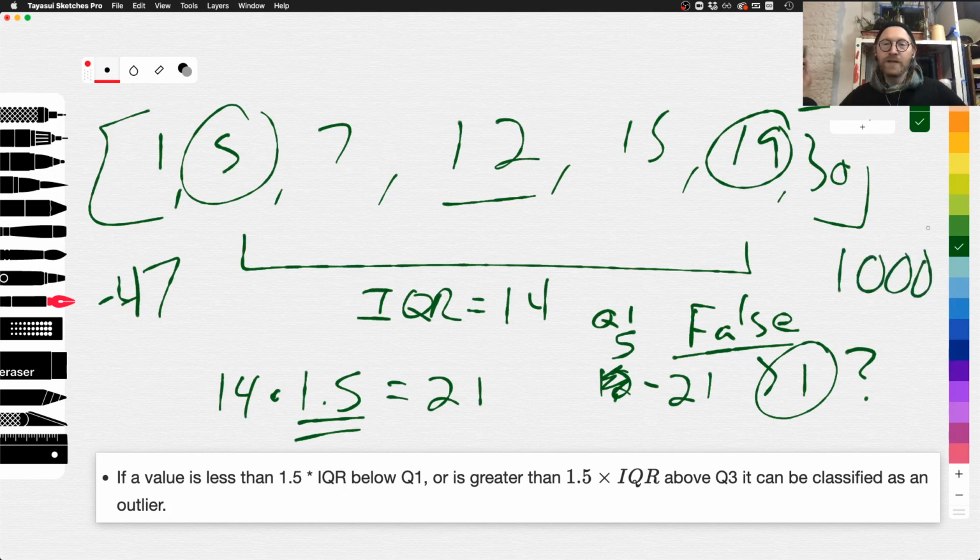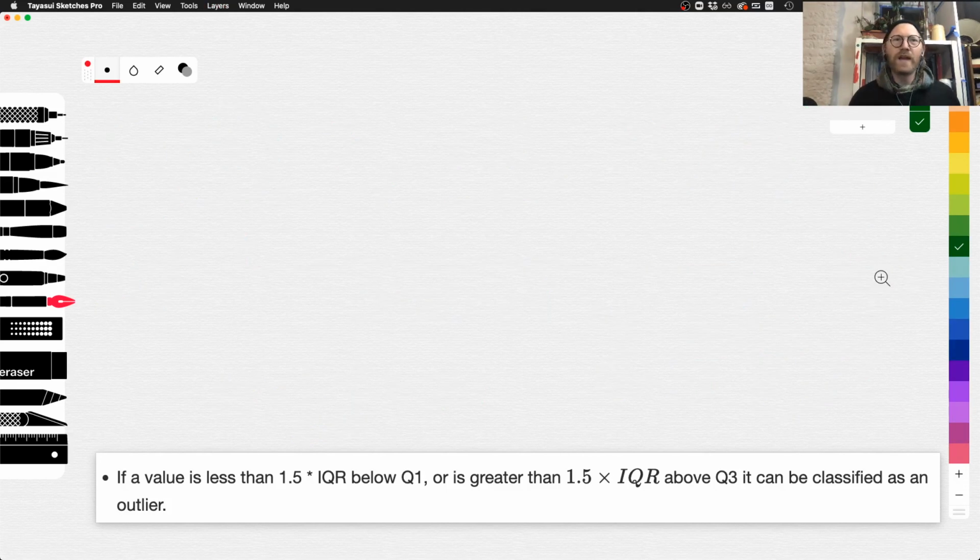Right? Is 1,000 an outlier here? Yeah, safely. I think I can safely determine just by looking at this, 19 plus 1.5 times 14, or 19 plus 21 is 40. 1,000 is greater than 19 plus 21. So that would be an outlier. So this is, I'm going to call it kind of a boneheaded procedure. It's not the only way to determine an outlier or to determine if a number is not representative of data that we're looking at.